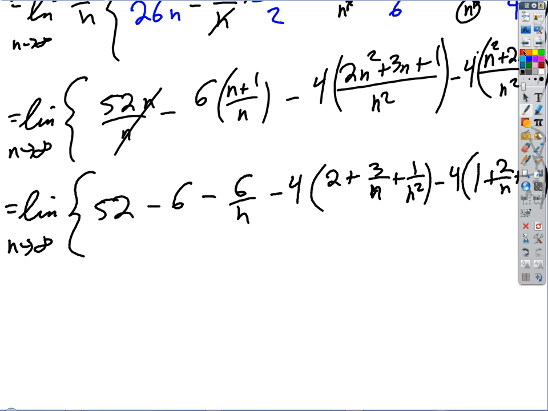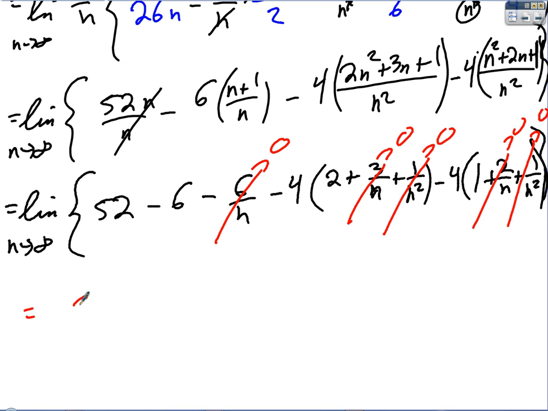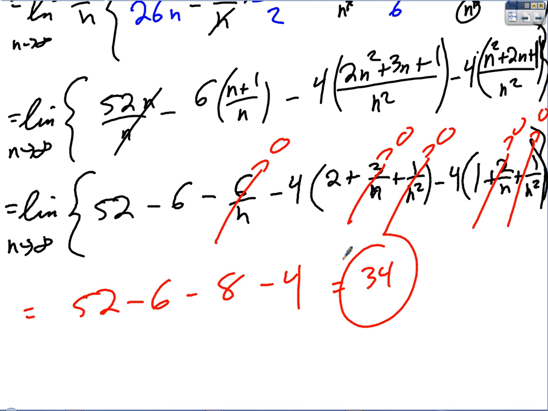So that's nice. Now he goes away, he goes away, he goes away. And all we're left with then is 52 minus 6 minus 4 times 2. Let's see, minus 4. That's our answer. So what do we get there? 18, 30, 34? So that's the area under the curve. About there. Okay?